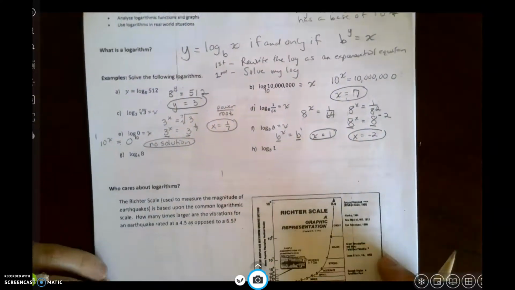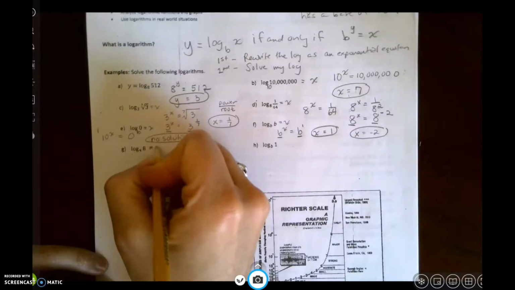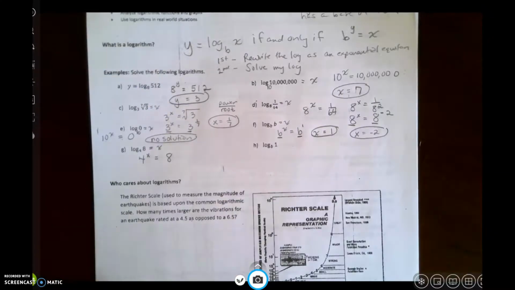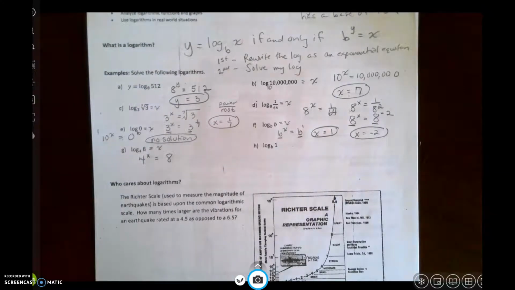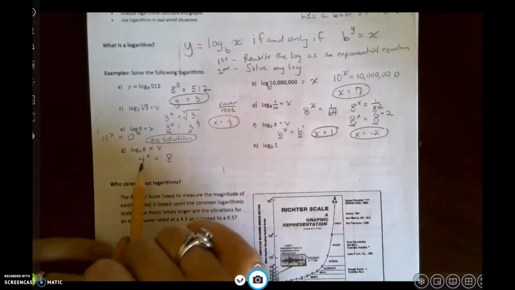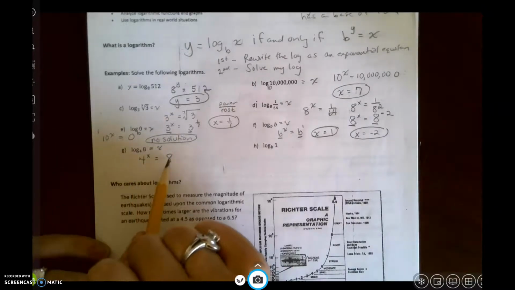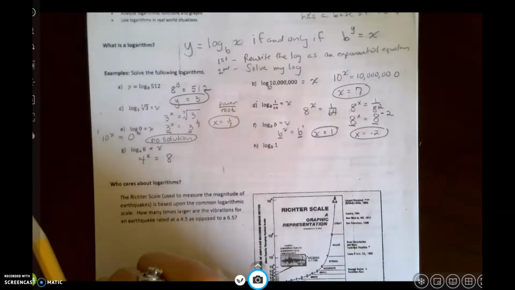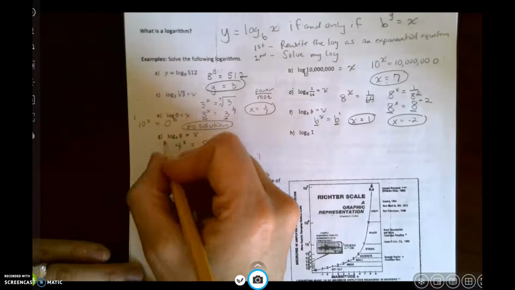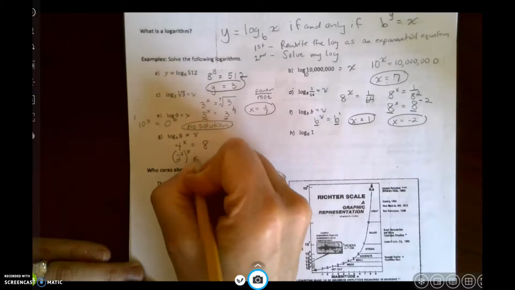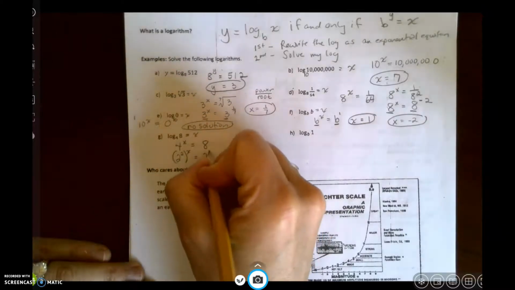Let's go to letter G. 4 to the x equals 8. Now, I know that if I multiply 4 by 4, I'm already at 16. It's already too big. So what I realize here is that I'm not going to be able to write these both with a base of 4 or a base of 8, so I need to change the base. So I'm going to rewrite 4 as 2 squared. And I'm going to rewrite 8 as 2 cubed.